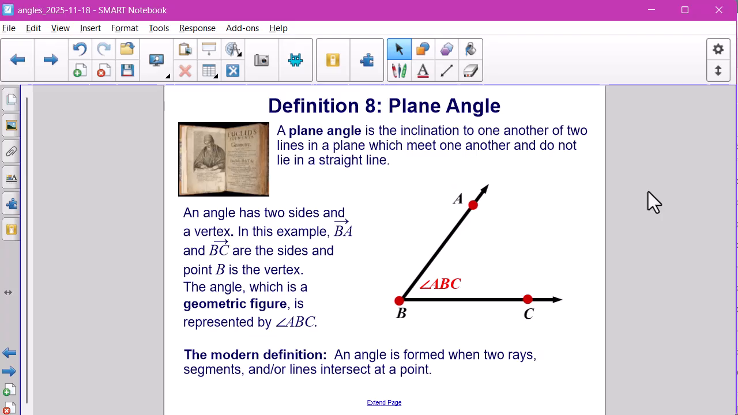It is the inclination to one another of 2 lines in a plane which meet one another and do not lie in a straight line. In modern vocabulary, that means an angle is formed when 2 rays, segments, and/or lines intersect at a point. Our angle has 2 sides, ray BA and ray BC, and it has a vertex, point B. The angle, which is a geometric figure, is represented by angle ABC, using the 3 points that the angle follows.